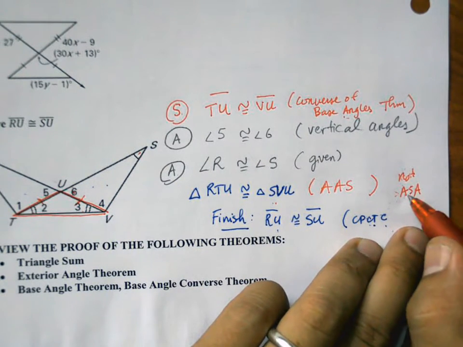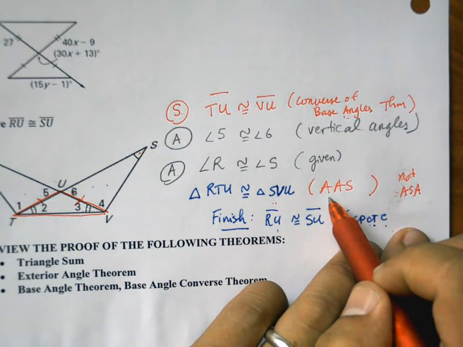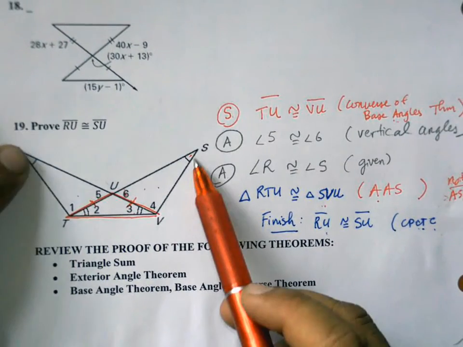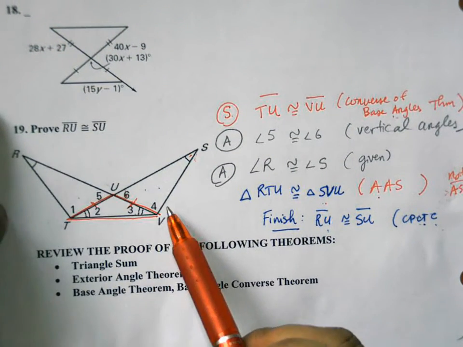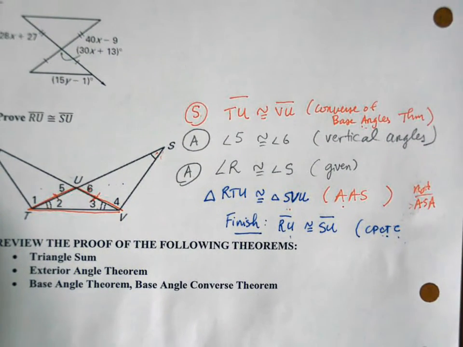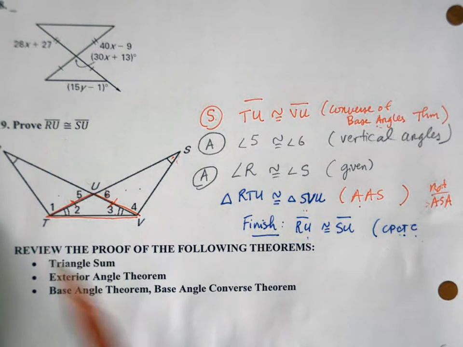Angle, side, angle is when the side connects the other two. Angle, angle, side is actually the correct answer here, because we have an angle here, another angle, and then a side. The congruent side does not connect these two. So there you have it, a proof of these two segments being congruent using CPCTC.